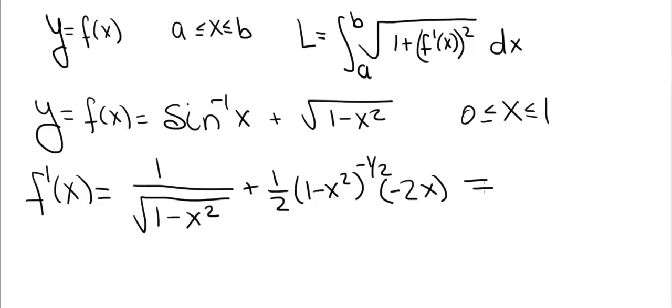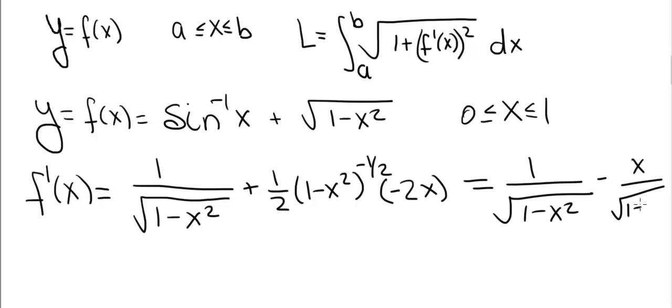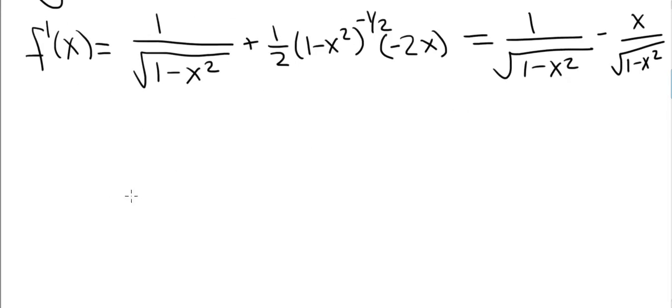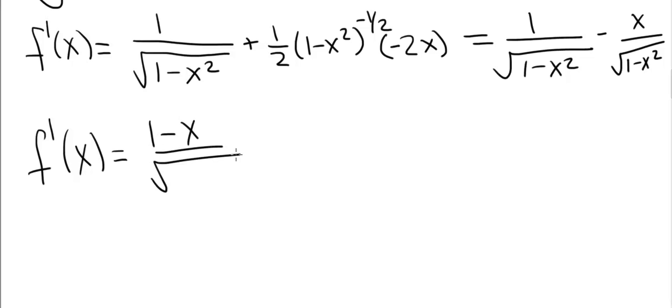Now we want to simplify this. So this will be 1 divided by the square root of 1 minus x squared, and then minus 2 times 1/2 is minus 1, and then we have x, so this is minus x divided by the square root of 1 minus x squared. Notice that both denominators are the same, so we can combine the numerator and have a single denominator. Therefore f prime of x equals 1 minus x divided by the square root of 1 minus x squared.